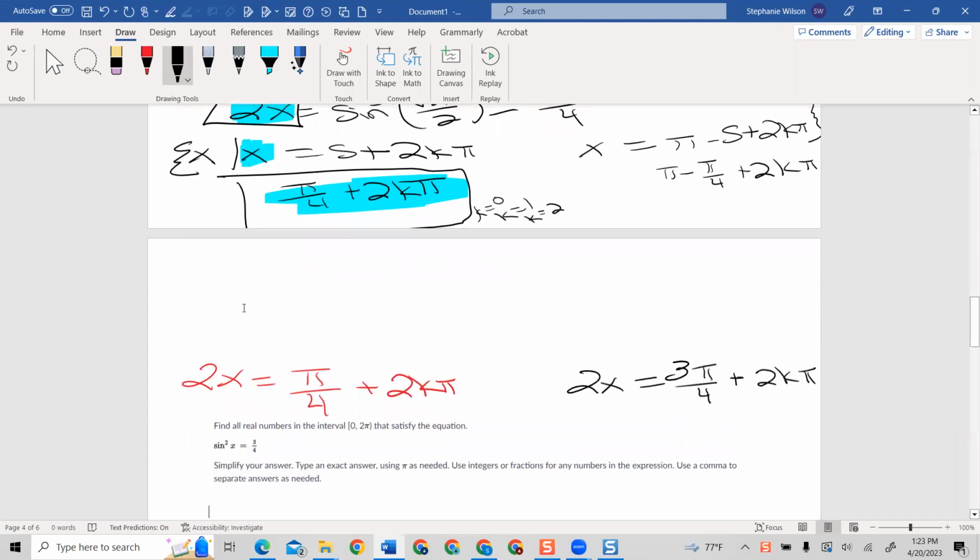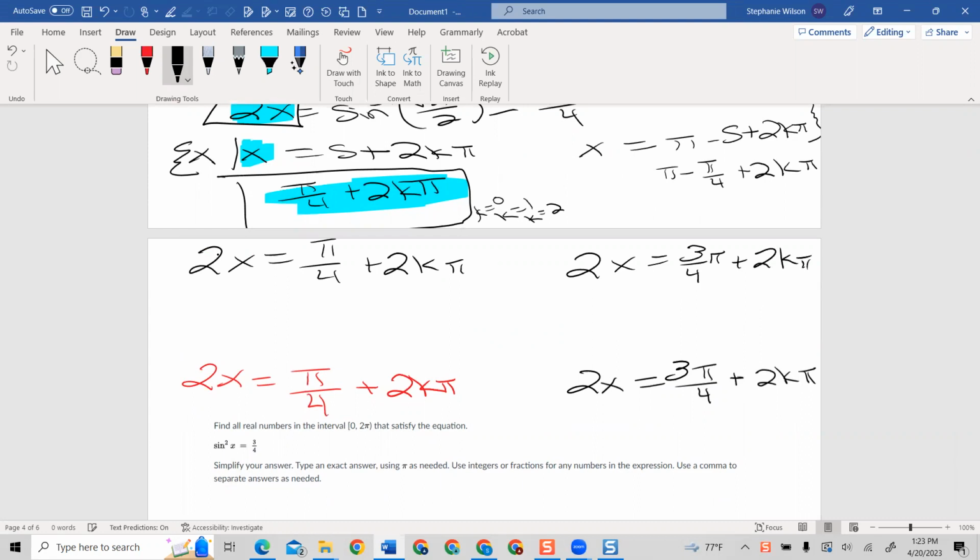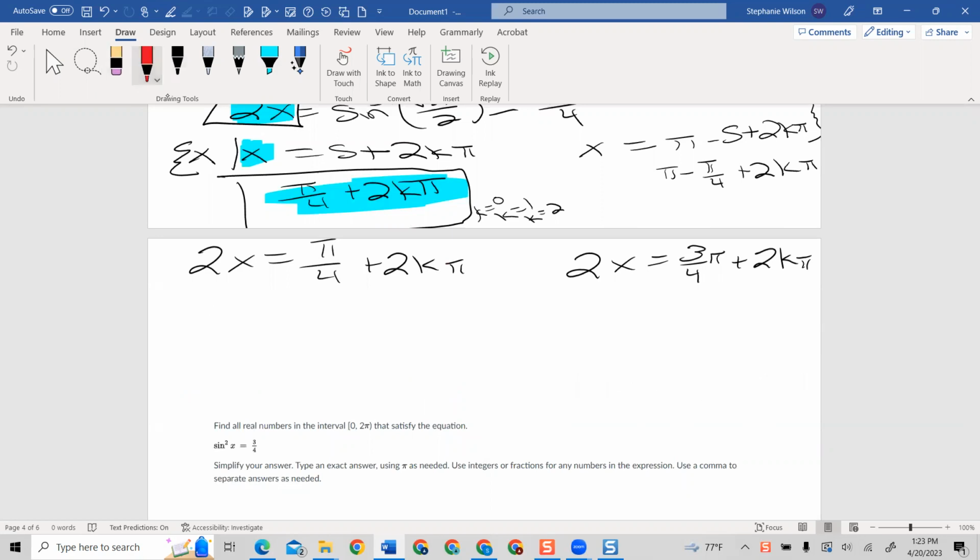It's not going to let me do this. So let me come back up here and write it in. 2x equals pi fourths plus 2k pi. 2x is equal to 3/4 pi plus 2k pi. And I'm going to erase this right quick. All right. Now here we go. I'm going to divide by 2, divide by 2, divide by 2, divide by 2.